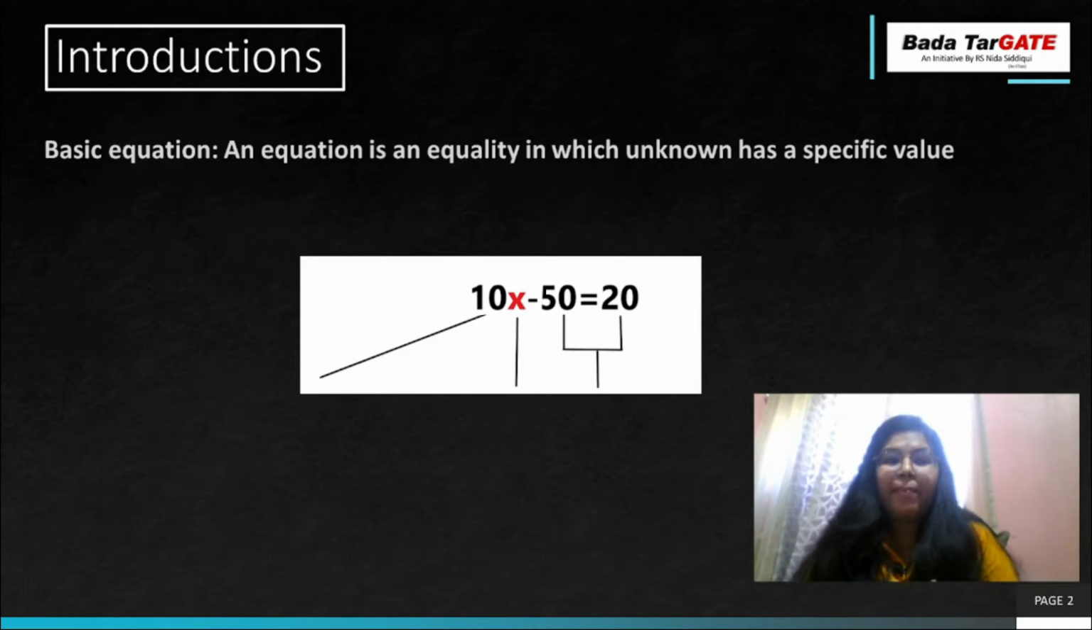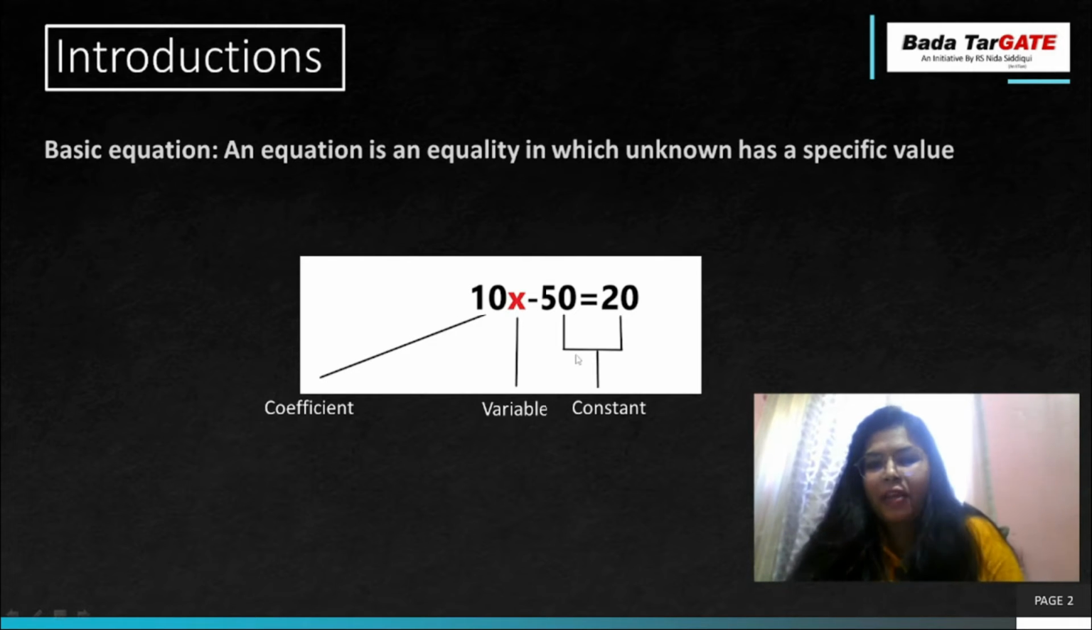So starting with the basic definition of equation, that is, an equation is an equality in which the unknown has a specific value. In front of you, I have shown one linear equation, that is 10x minus 50 is equal to 20, where 10 is the coefficient, x is the variable, and 50 and 20 are the constants. So basically, a variable is an unknown quantity that has to be determined using an equation.